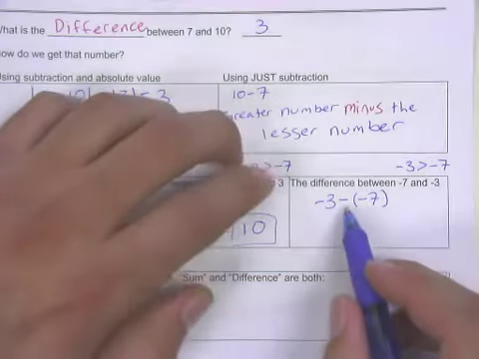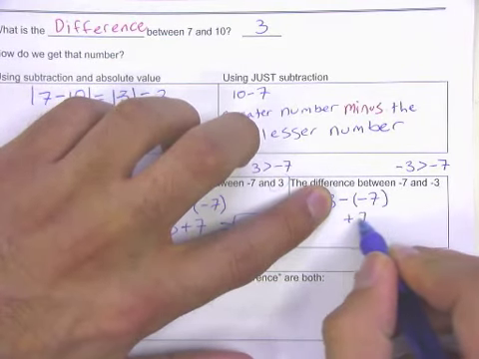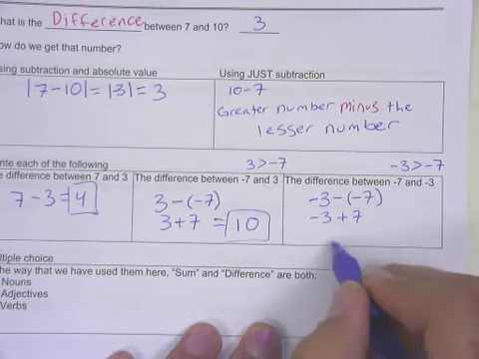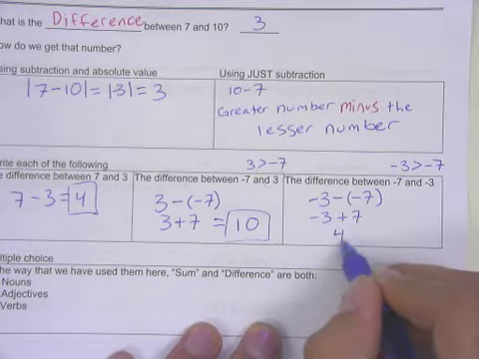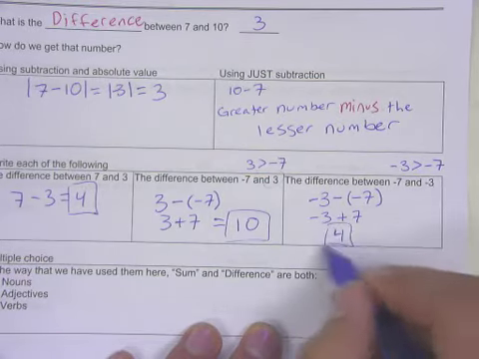Again, same idea here with the minus and the negative. Minus negative 7 is the same thing as plus 7. So we have negative 3 plus 7, which is positive 4. The difference between negative 7 and negative 3 is 4.